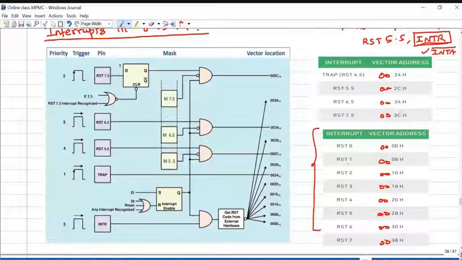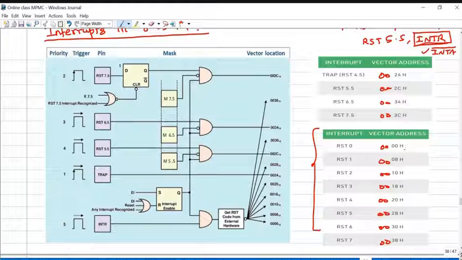Whenever we execute the RST1 instruction, the processor transfers the execution flow to address location 0008. So whatever opcode or information is stored from the 08 location, the processor will start executing. And so on. So there are 5 hardware interrupts, and 0 to 7, 8 software interrupts.